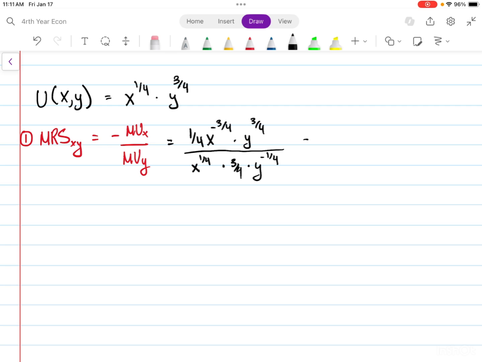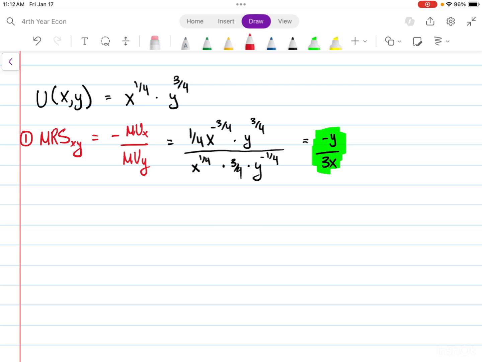And after simplifying all that, we get negative y over 3x. So there we go. This is our marginal rate of substitution, which is the exact same steps so far as our previous example. Now we're going to follow the exact same steps where we set the marginal rate of substitution equal to the price of x over the price of y, which is the relative price. And that is our tangency condition.